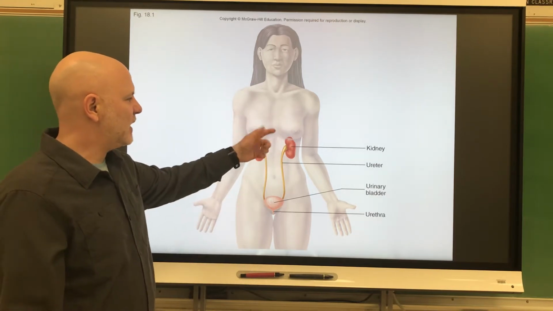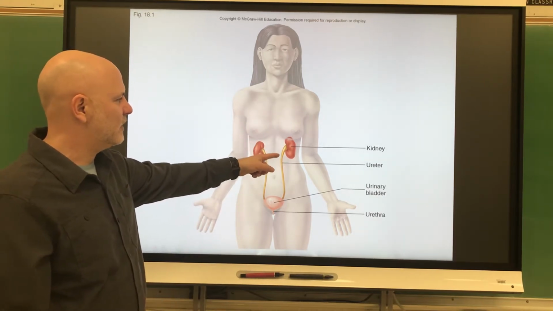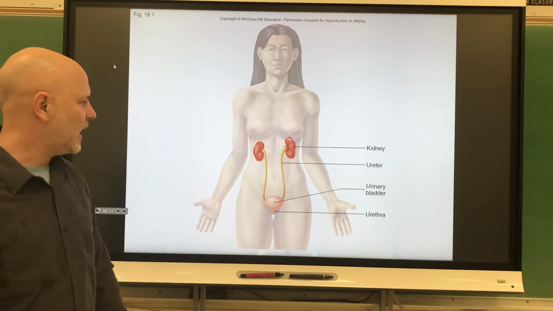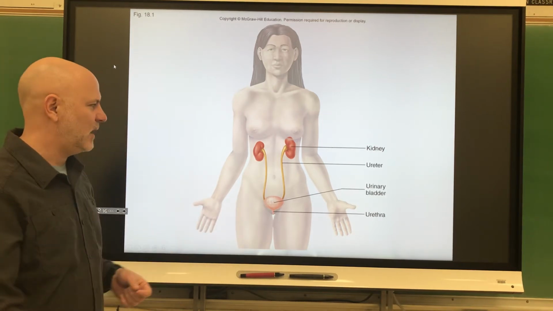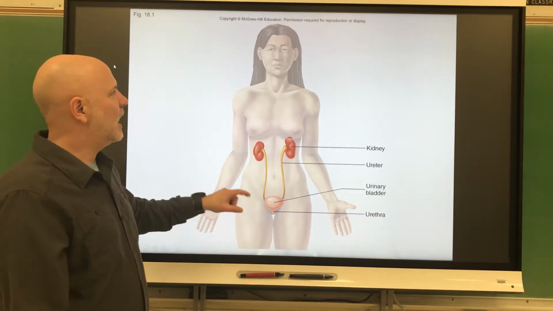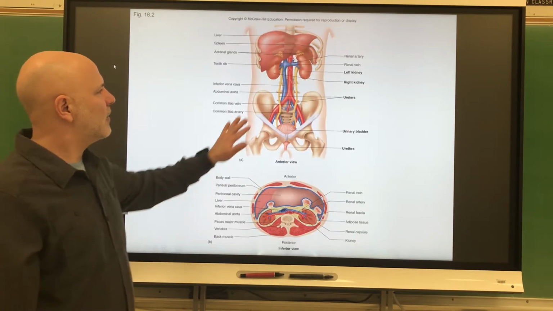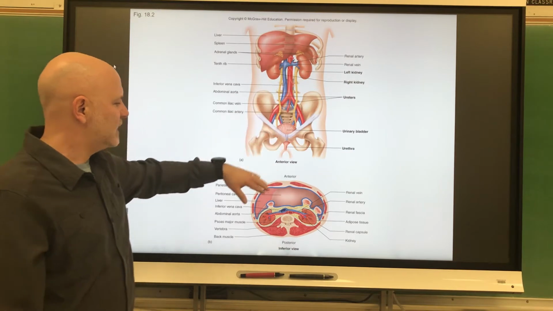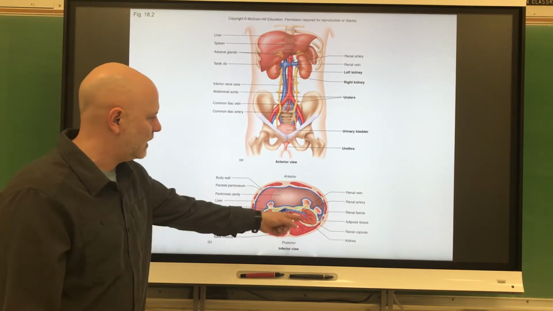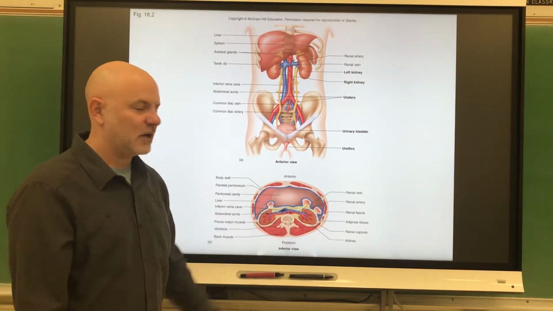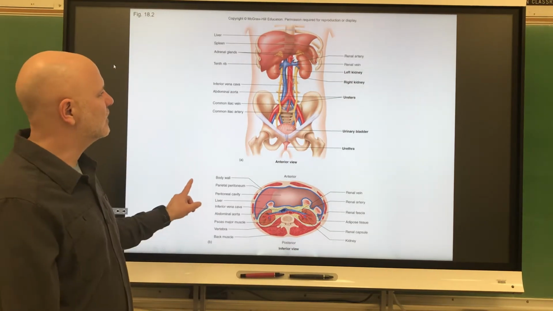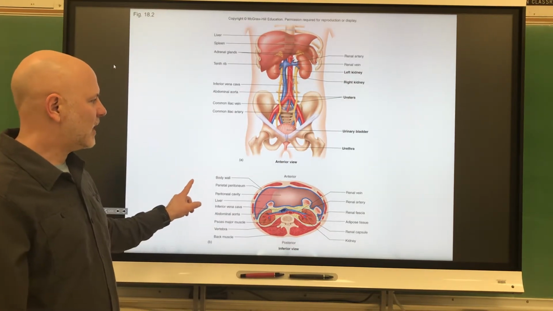Our kidneys are going to make urine. Urine is going to be transported through the ureter to the urinary bladder and then stored there until it's time for us to release it, and then we release it out through the urethra. If we look inside of our abdominal pelvic cavity, this is the back view here. You can see those kidneys are encased within adipose tissue against the back of our abdominal cavity wall.